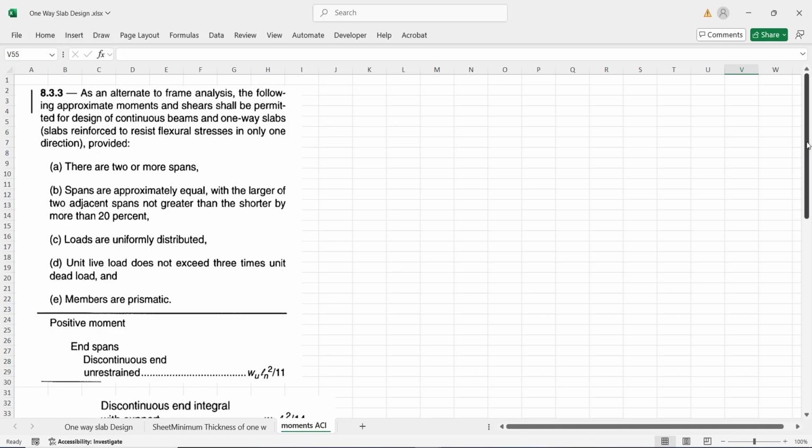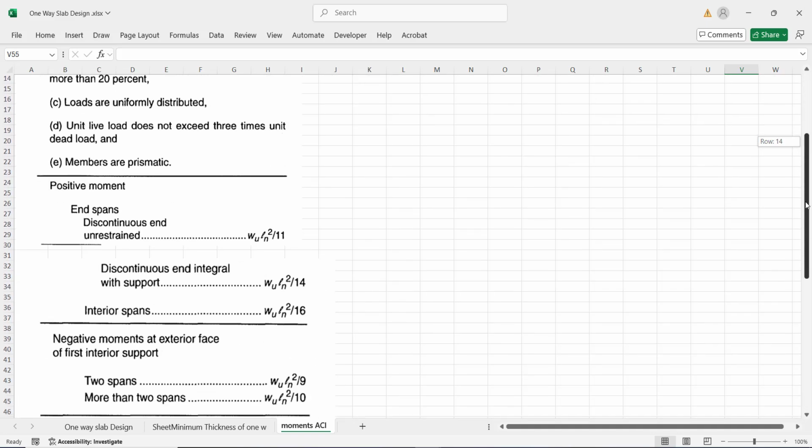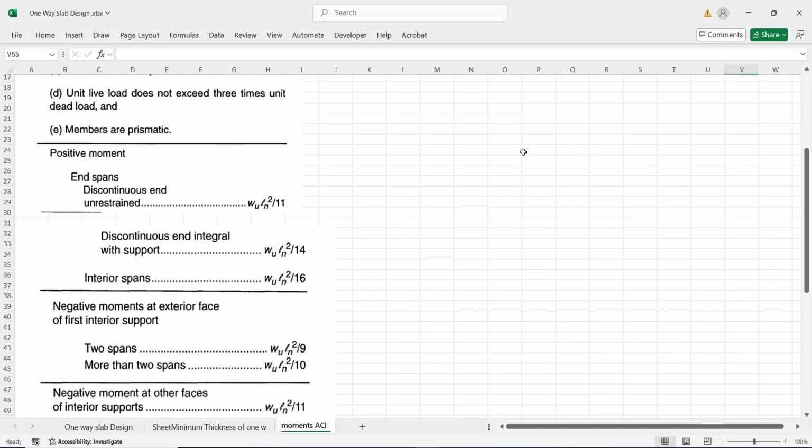That prismatic mean that not different. Okay, so positive moments, we will take these coefficients. These are the positive moments. End spans discontinuous and unrestrained. This is for continuous, okay, positive, and this is for discontinuous, okay, and this is interior spans by 16.